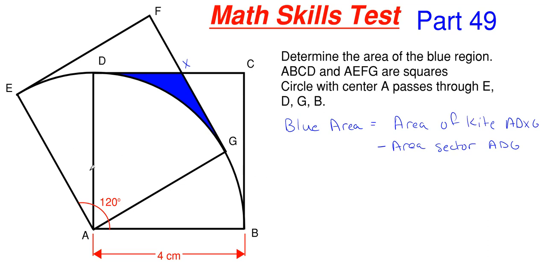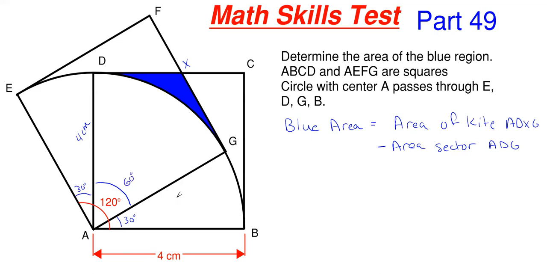In order to get the area of our kite and our circle sector, we have to determine what this angle is. Well, we already know this length is 4 centimeters since they're all squares. So let's work on getting this angle right here. This is 120 degrees, and we know this angle is 90 degrees. If we take 120 minus 90, we are left with 30 degrees over here. And if we do the same process, since this is 90 degrees because of the square, we are left with 30 degrees over here. So what's 120 minus 30 minus 30? We are left with 60 degrees.